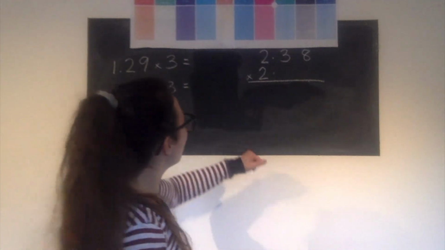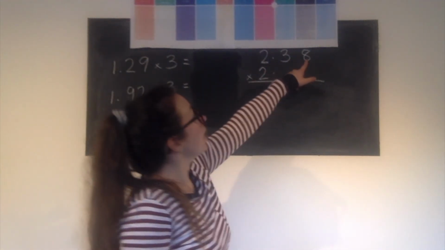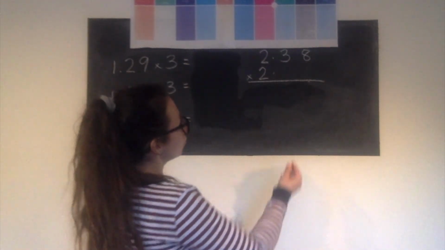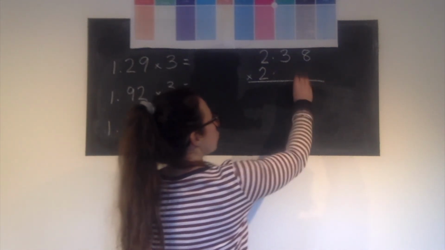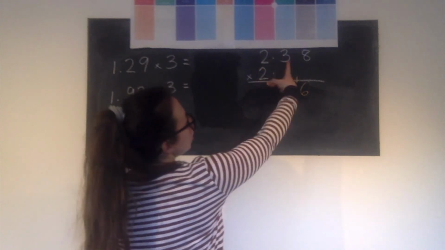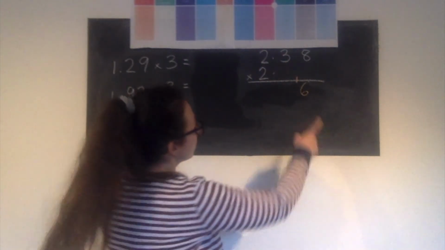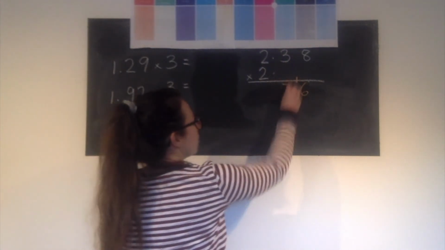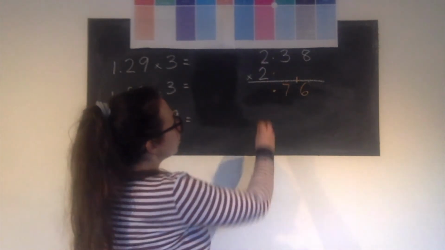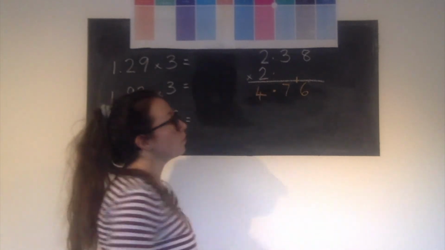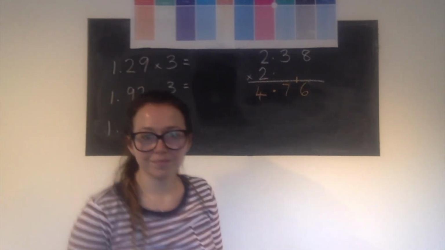Okay, so for the first one, 2 wholes multiplied by 8 hundredths gives us 16 hundredths. So we put the 6 in our hundredths and we exchange 10 hundredths for 1 tenth. 2 lots of 3 tenths is 6 tenths. Add this tenth gives us 7 tenths. Should have had a decimal point in there. 2 wholes multiplied by 2 wholes gives us 4 wholes, so 4.76.